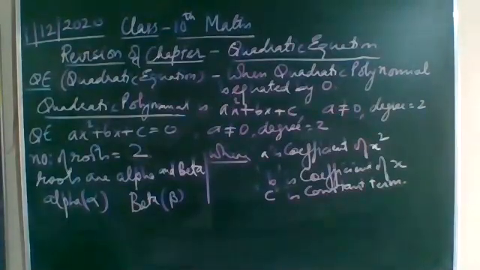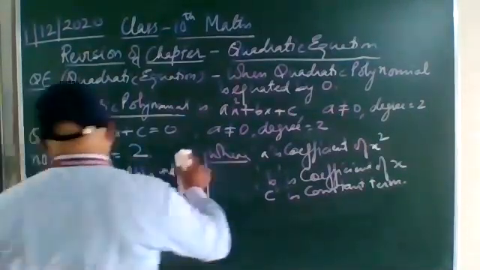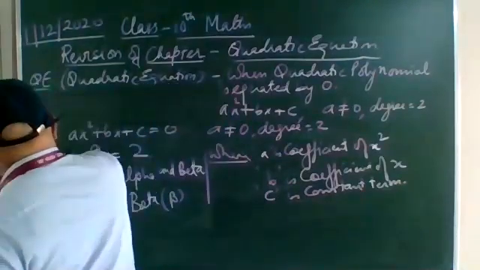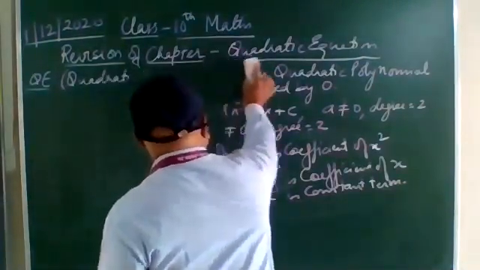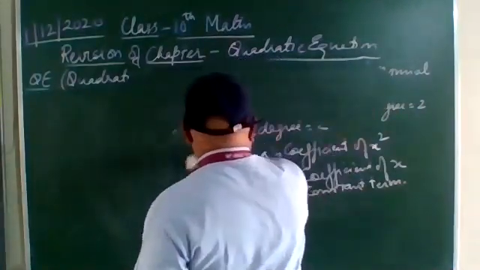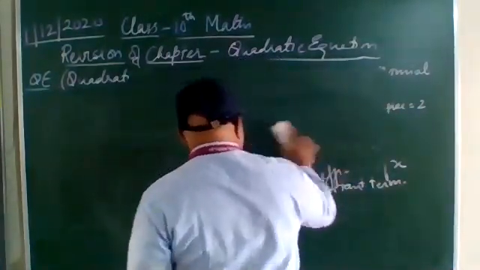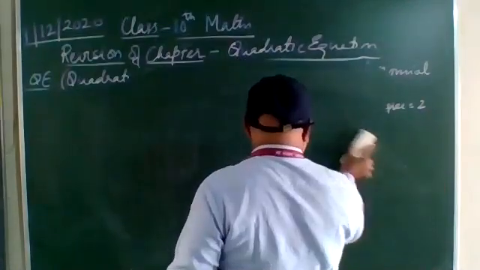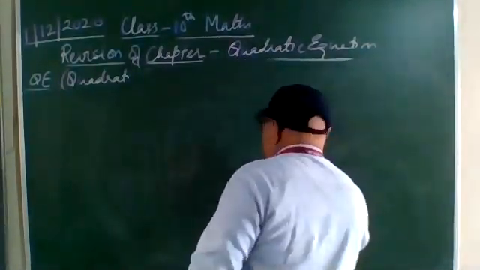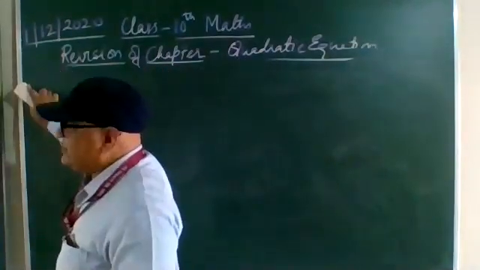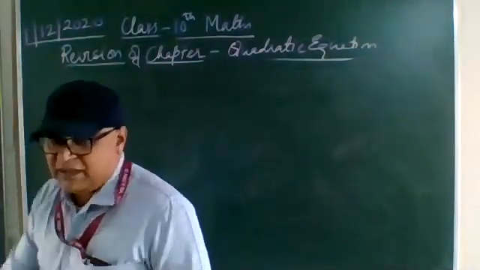After this, how can the quadratic equation be solved? Now a quadratic equation can be solved by three methods. This time in the syllabus we have only two methods. One is the factorization method and another is the quadratic formula.